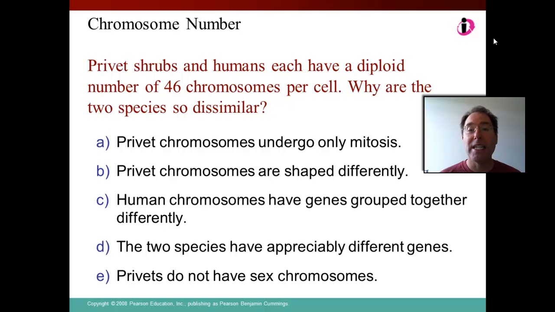Answer this question. Privet shrubs and humans each have a diploid number of 46 chromosomes per cell. Why are the two species so dissimilar? Press pause and try to answer this question, please.